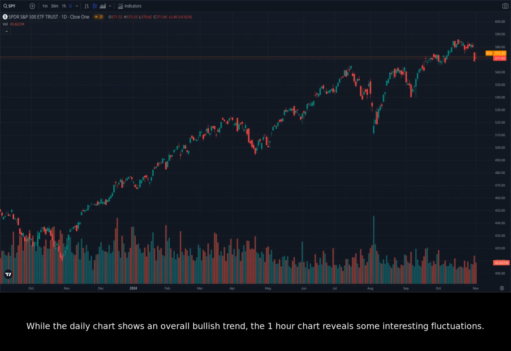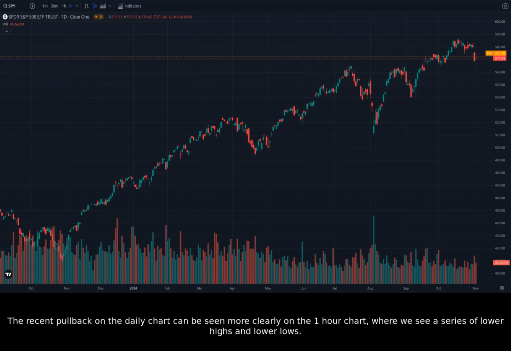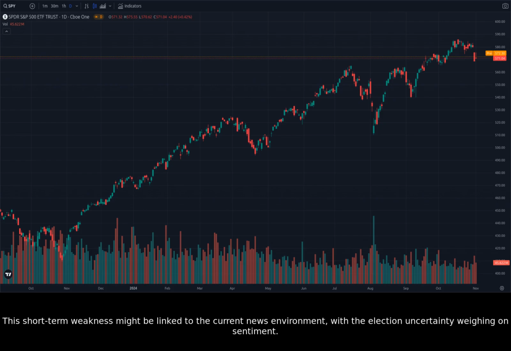While the daily chart shows an overall bullish trend, the 1-hour chart reveals some interesting fluctuations. The recent pullback on the daily chart can be seen more clearly on the 1-hour chart, where we see a series of lower highs and lower lows. This short-term weakness might be linked to the current news environment, with the election uncertainty weighing on sentiment.